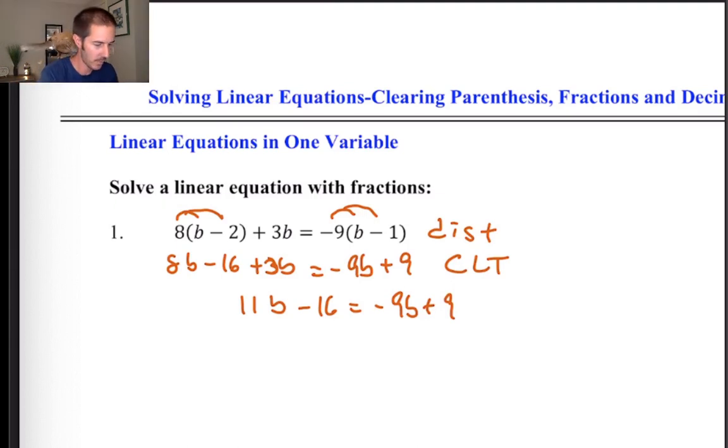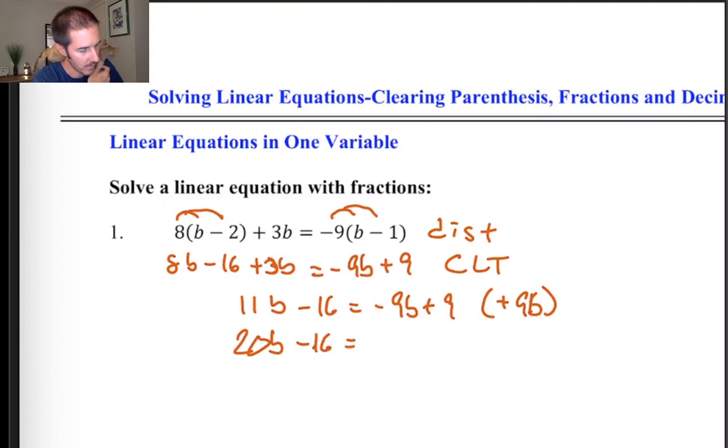Let's try to finish this problem. So I'm going to add 9b to both sides of the equation in order to get all my variables onto one side. And I'll put a little note in parentheses here that I'm adding 9b to both sides. So it's a note about what I'm doing to both sides of the equation. That gives me 20b on the left-hand side. I'm going to leave the minus 16 there still. The -9b on the right-hand side plus the 9b that we're adding cancels those out, and we only have a 9 on the right-hand side.